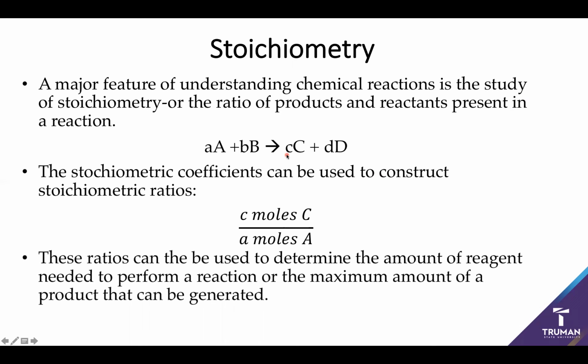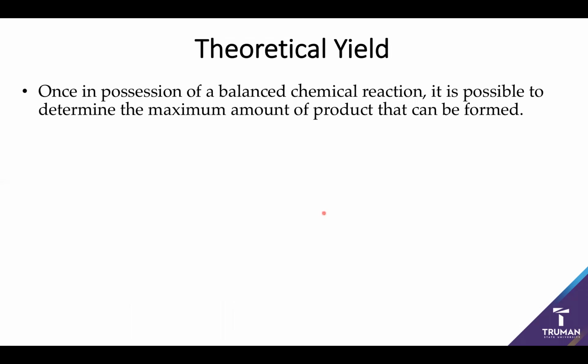And these ratios, as we've already seen, can be used to determine exactly how much reagent I need in order to perform a reaction, or more specifically, what's the maximum amount of product I can produce if I have a given amount of starting material. And this second objective actually has its own name. It's called the theoretical yield. So it's trying to figure out the maximum amount of product that can be produced. So if everything went perfect, how much product can I generate?